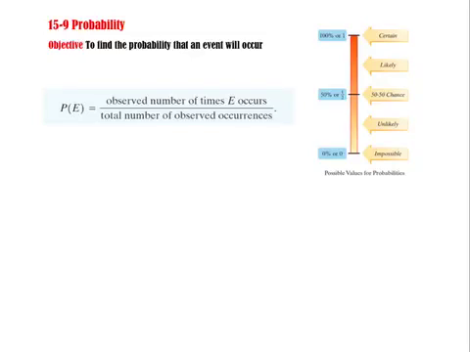Lesson 15:9 is about probability. So we're going to be finding the probability that an event will occur. You calculate probability with the formula you see there. The numerator is the observed number of times the event occurs over the total number of observed occurrences. So we'll talk about that more in just a second, and it'll make sense when you see an example.